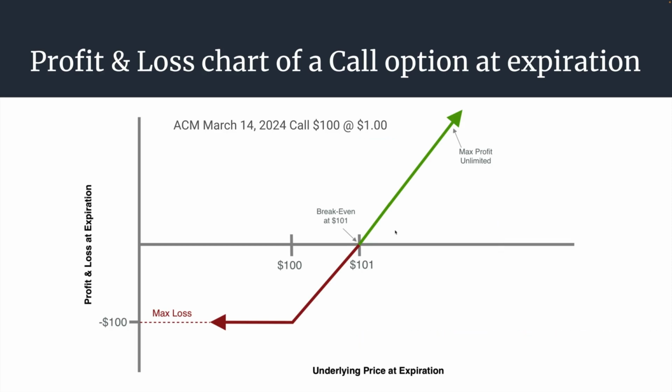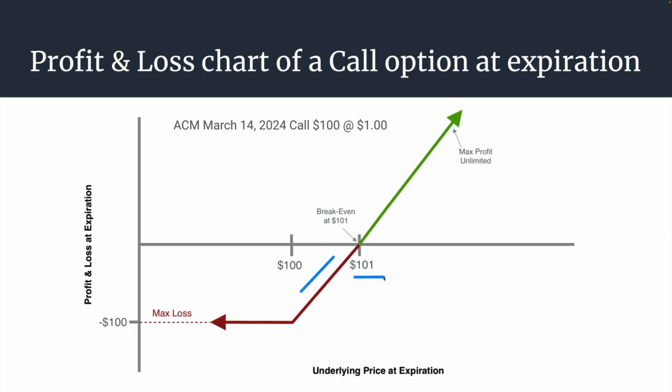This options contract is not really worth anything until ACM gets above $101 because we have to offset our original premium paid before this trade becomes profitable for us. And as you can see here, there's kind of a declining max loss if ACM closes somewhere between $100 and $101. Say this thing closes at $100.50, we might take a $50 loss instead of a $100 loss because there's still some value in here to exercise the options contract and recoup some of our premium. But we don't actually make a profit until it gets above $101.